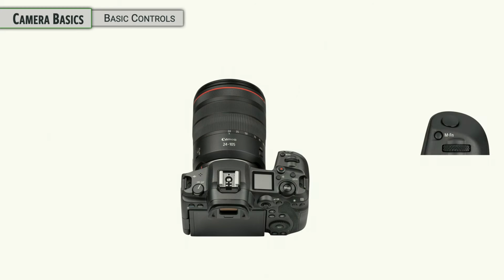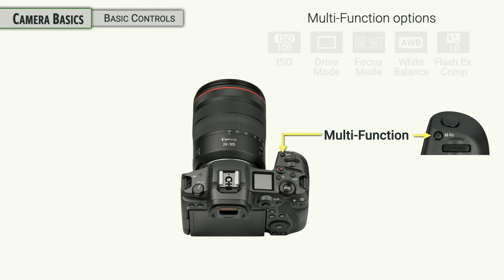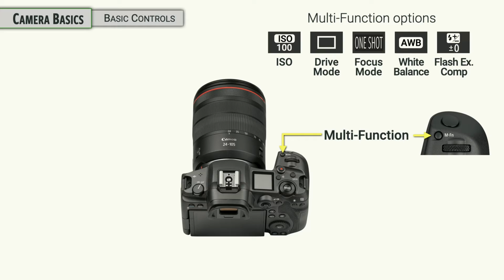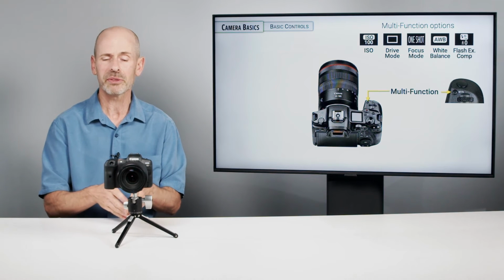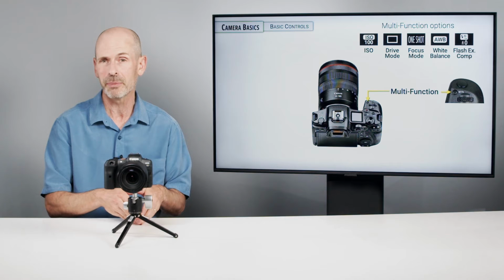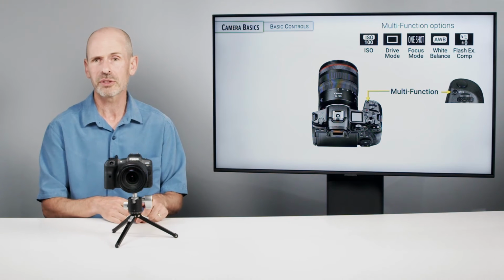All right, a button that we're going to talk a lot about in this class is the multi-function button up towards the front of the camera. This is a button that obviously controls multiple functions. There's a lot of different ways to program this, and I'm going to talk about some very innovative ways to reprogram this later on when we get to the custom settings in the class.